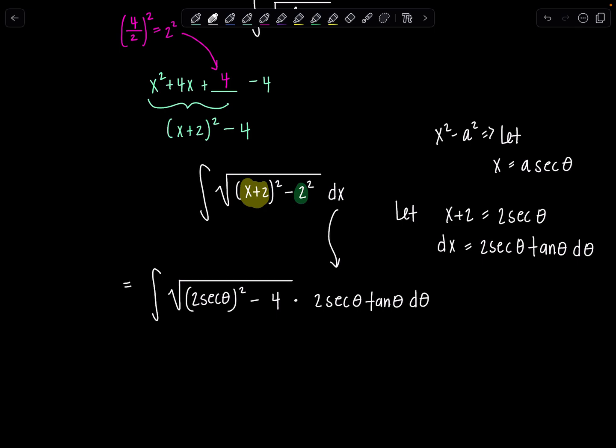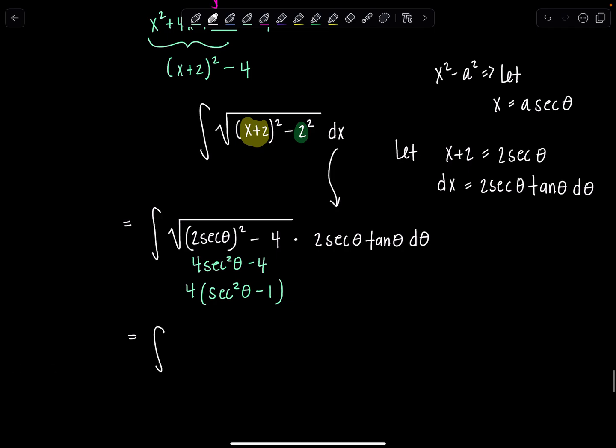Okay, very good. Let's clean up now underneath the radical. The whole point of doing trig sub is that we get to use our lovely Pythagorean identities to simplify these expressions. So this is 4 secant squared theta minus 4, right? All underneath the radical. And I know I can take the 4 out, and then I have secant squared theta minus 1, which is tangent squared theta. So at the moment, I have the integral of the square root of 4 tan squared theta times 2 secant theta tan theta d theta.